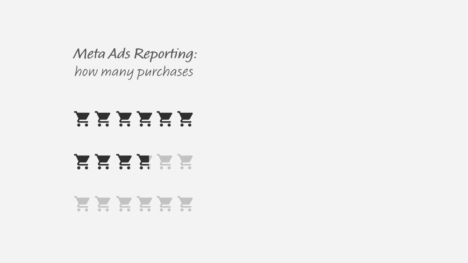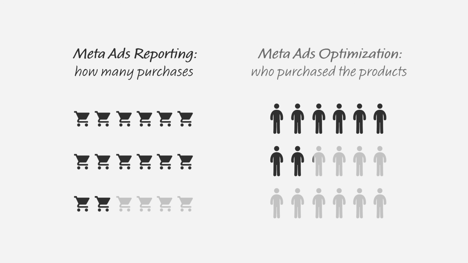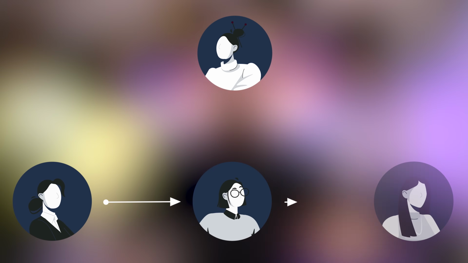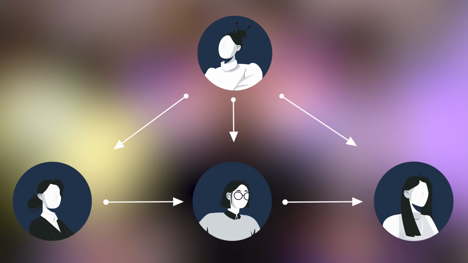What is the difference between reporting and optimization? Reporting can be: one sale happened. Optimization means that we know who bought. Why is this important? Because Meta is working like this. It says, okay, let me find the next sale, and the next and the next, based on the person that actually has converted. This is why we have delayed reporting. This is why we have less reporting inside our campaigns.